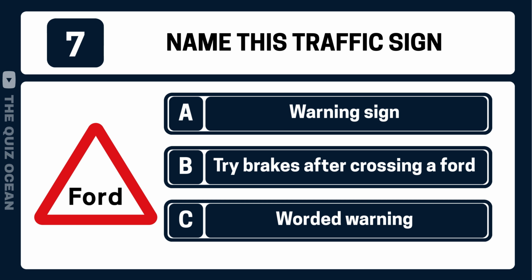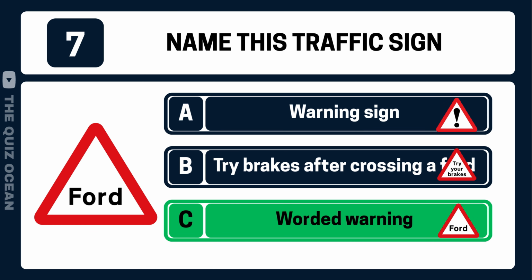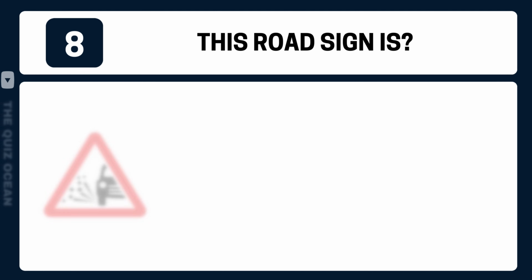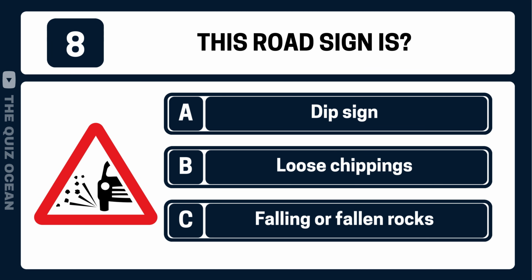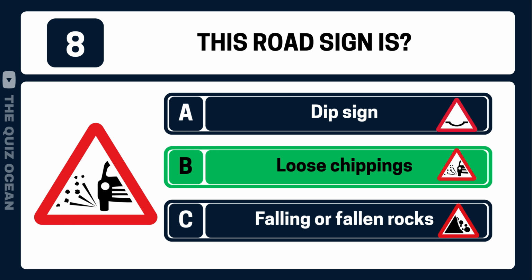Name this traffic sign. Exactly. This is a worded warning message used for specific hazards. This road sign is... Good catch. This sign warns of loose stones and flying chippings.